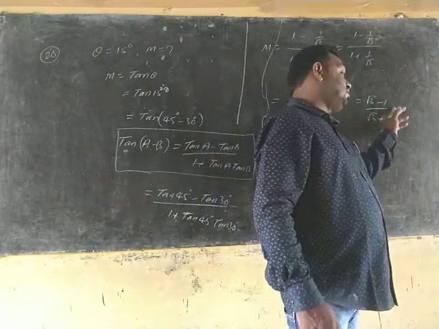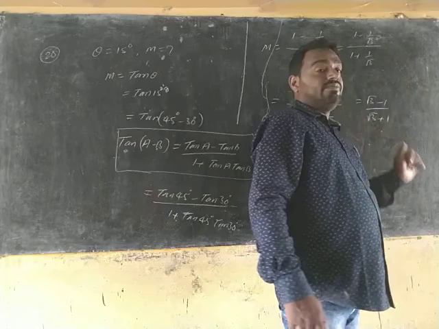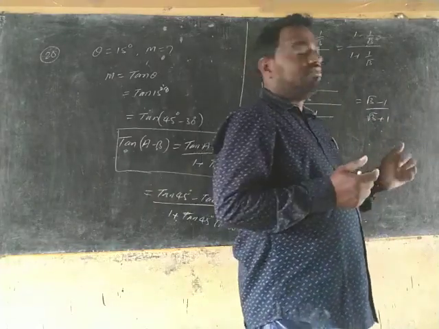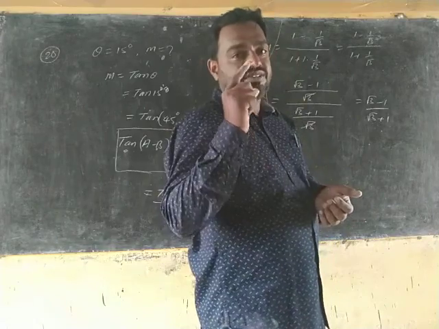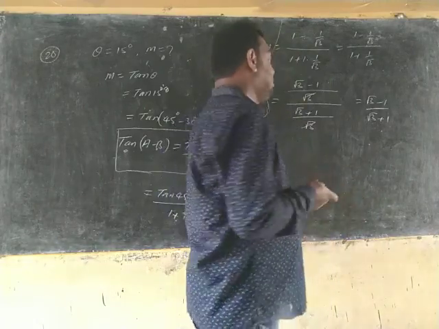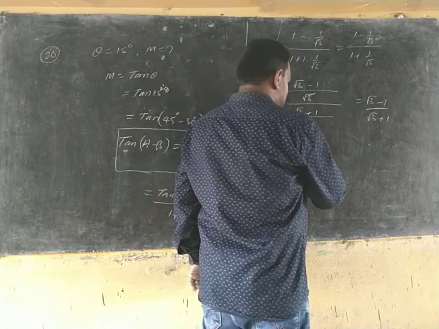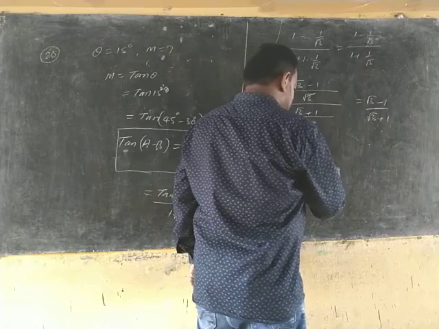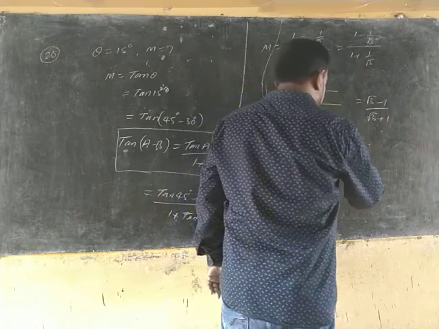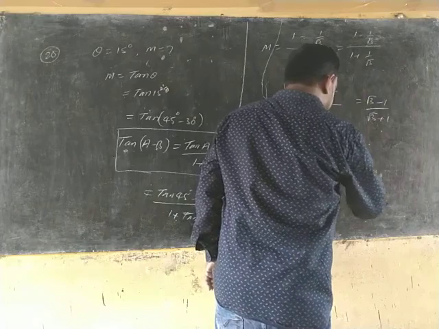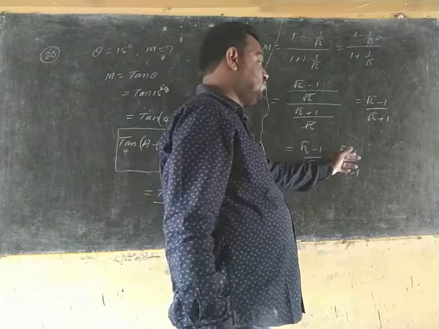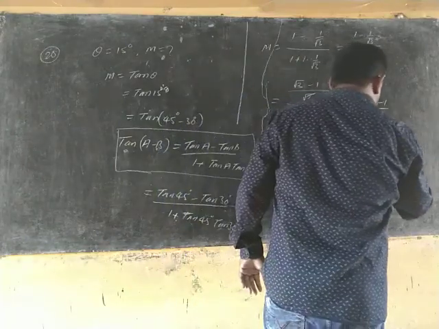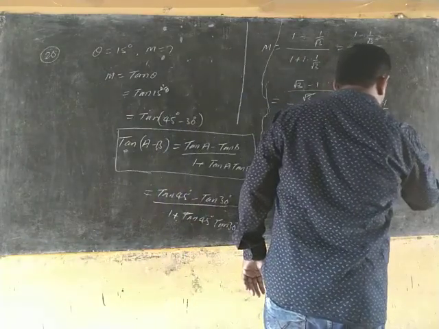We are rationalizing the denominator. What is the rationalizing factor of the denominator? Root 3 plus 1 is there, so root 3 minus 1. For that value you multiply and you divide. So root 3 minus 1 by root 3 plus 1, here you multiply and divide with root 3 minus 1. Numerator: root 3 minus 1 into root 3 minus 1, root 3 minus 1 whole square.